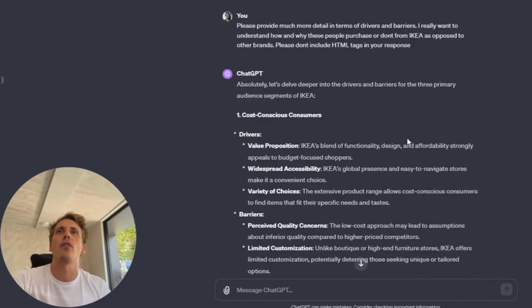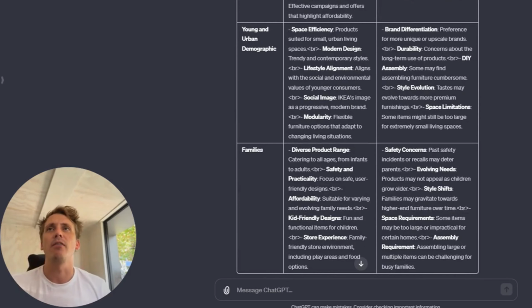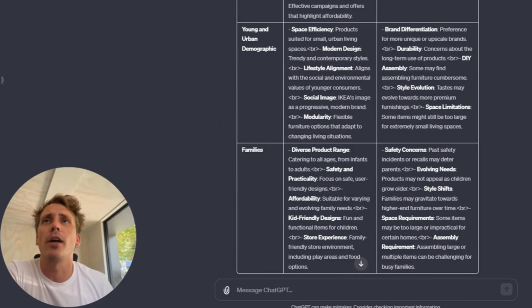So you can see how we've gone from here all the way down to here just by basically saying, give me more information. So now we can start actually analyzing some of the audience data that we've got here.